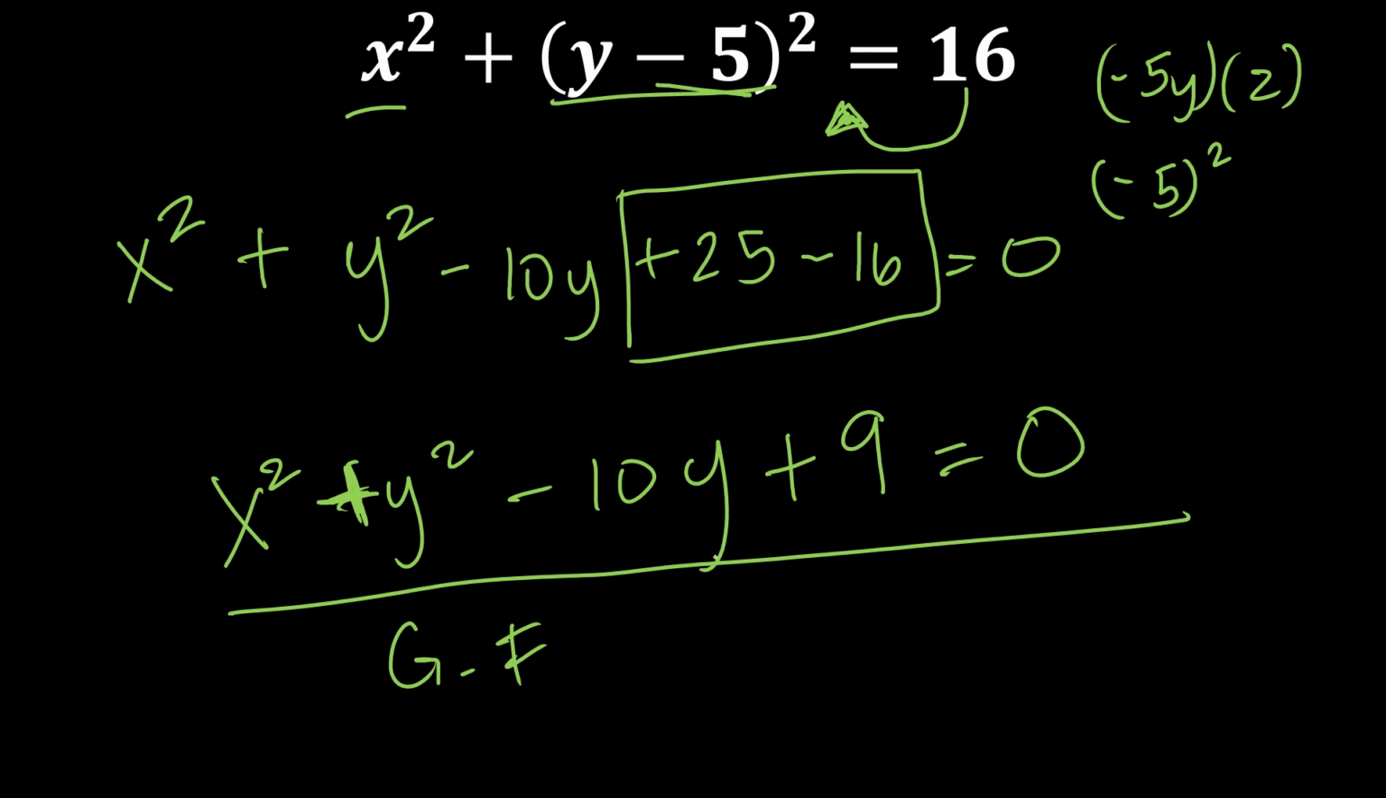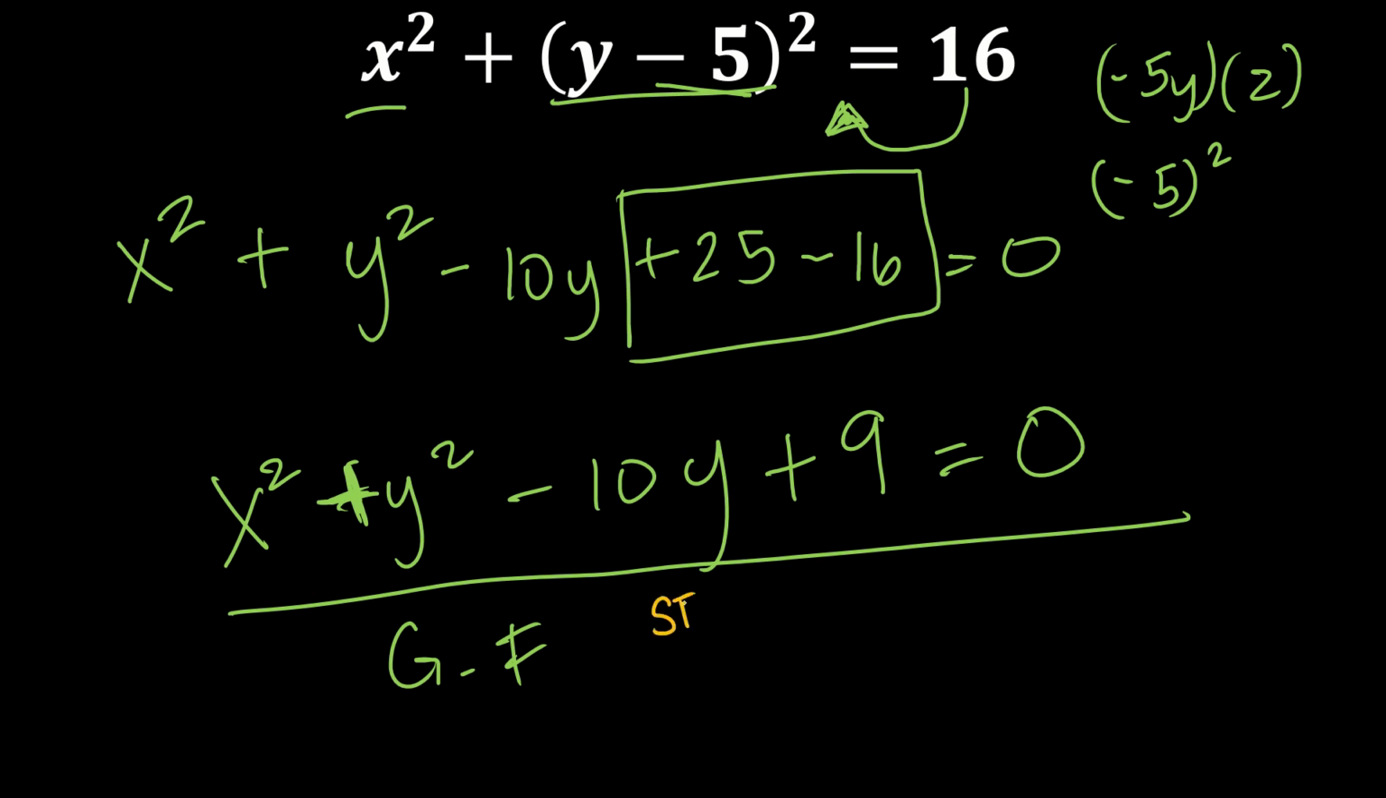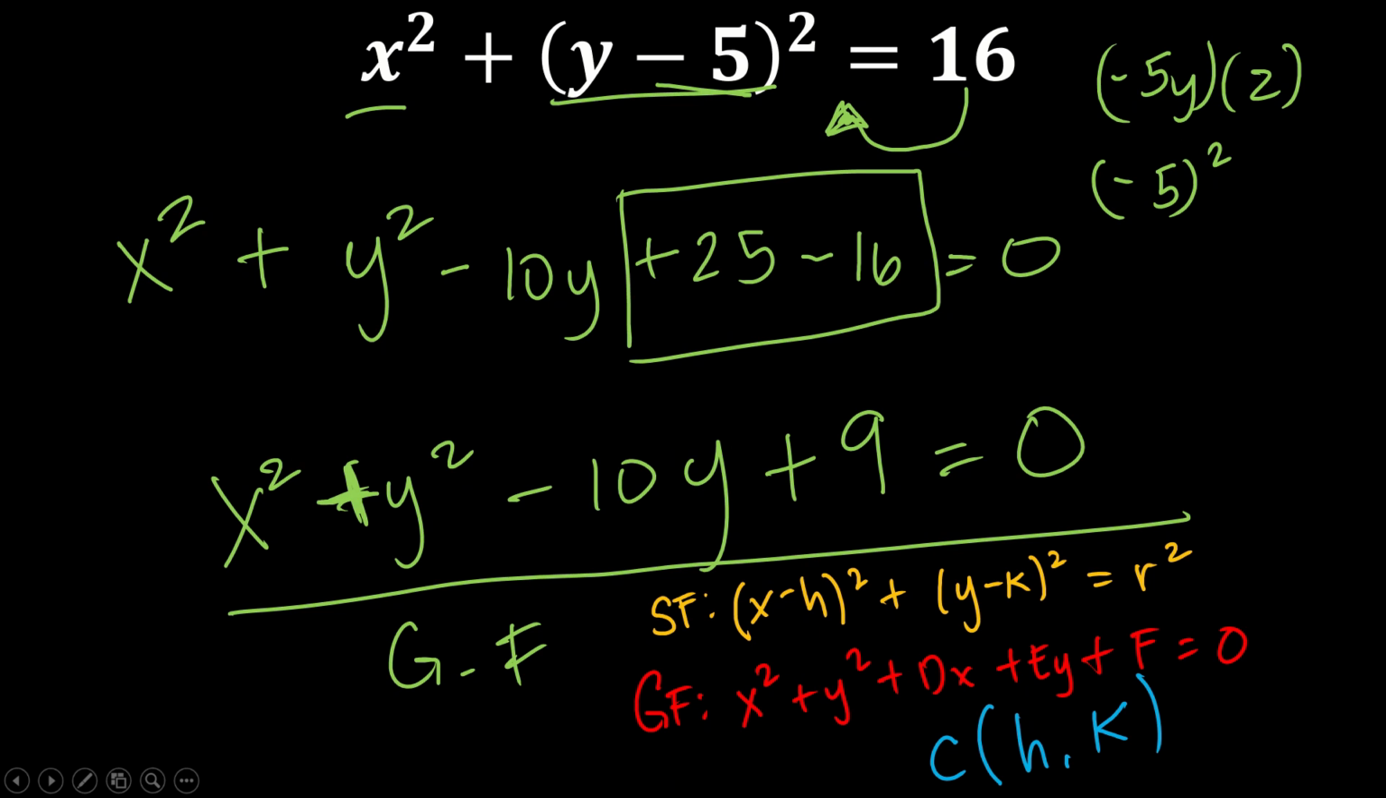Again, in case you forget, let us write it again here on the side. The standard form is x minus h squared plus y minus k squared equals r squared. Next, the general form is x squared plus y squared plus dx plus ey plus f equals 0. And what else? We have one more: the coordinates of the center, h and k. So again, that is lesson number 2, about the general form of the equation of the circle.